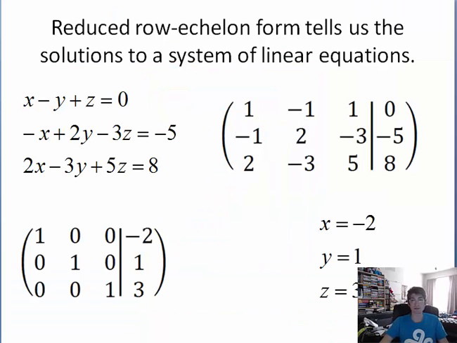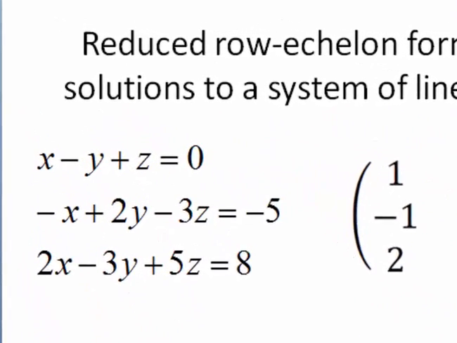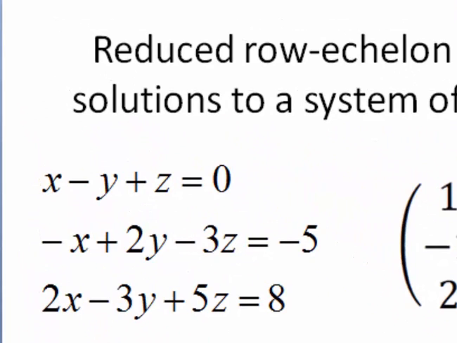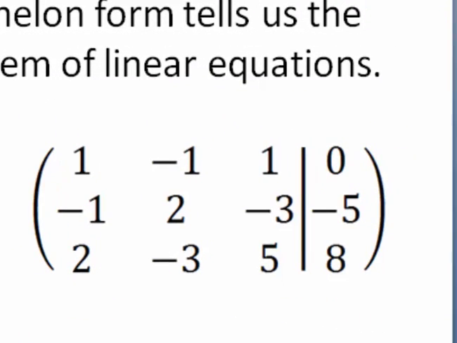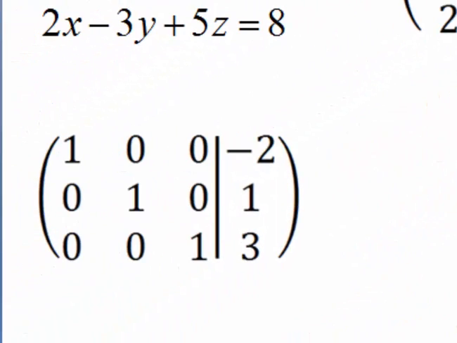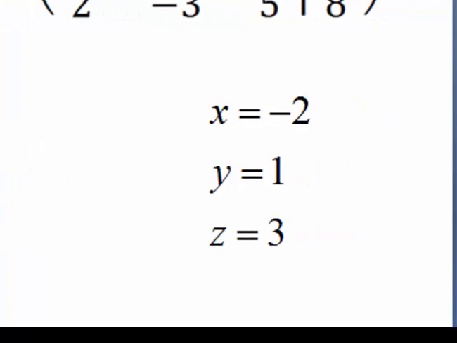Reduced row echelon form tells us the solutions to a system of linear equations. As you see in front of you, we have our example we will be working with. We will be taking our system, rewriting it as an augmented matrix, using our row operations to go to row echelon form and then reduced row echelon form. In reduced row echelon form will give us our solutions.